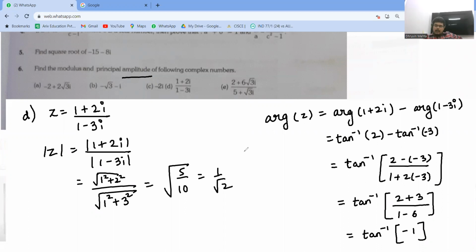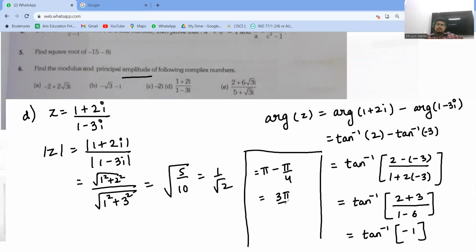हाँ. And now over here it's going to be, see, tan is negative in the second quadrant, Arush. तो second quadrant में हम angle को लिखते हैं pi minus theta. Yes. ये होगा pi minus pi by 4. So that's the answer. 3 pi by 4. Yes.